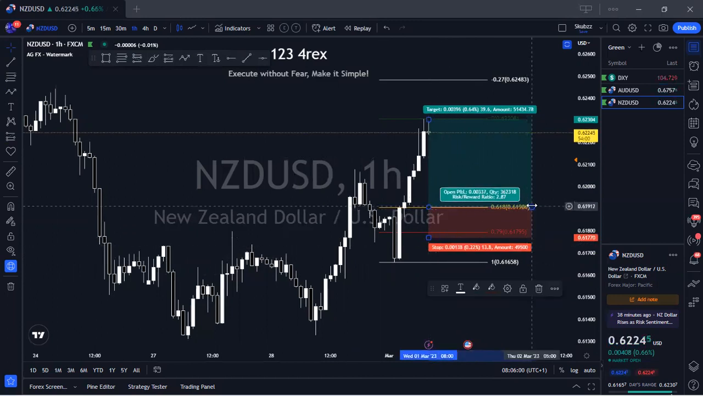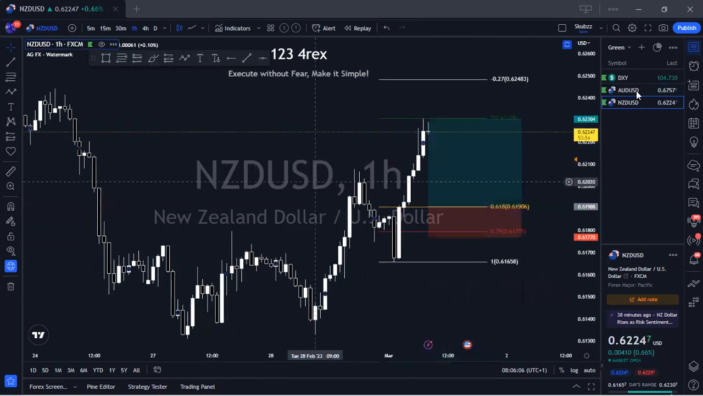I'll just be looking out for price to come back, let us retest, and then we take it to the upside. So that's what I'll be looking out for on NZDUSD currently.